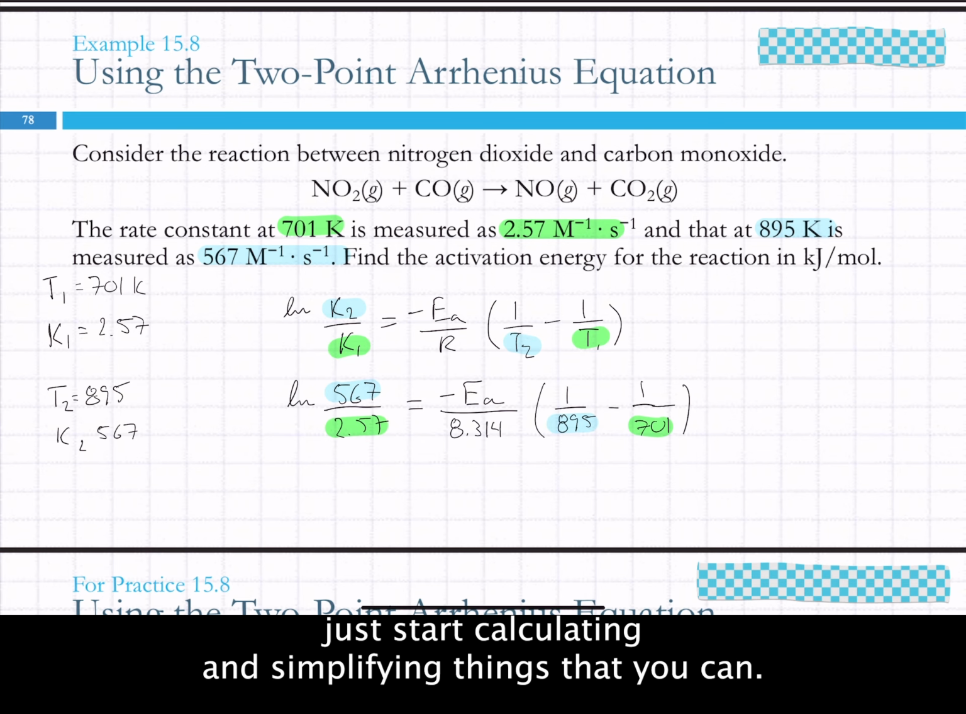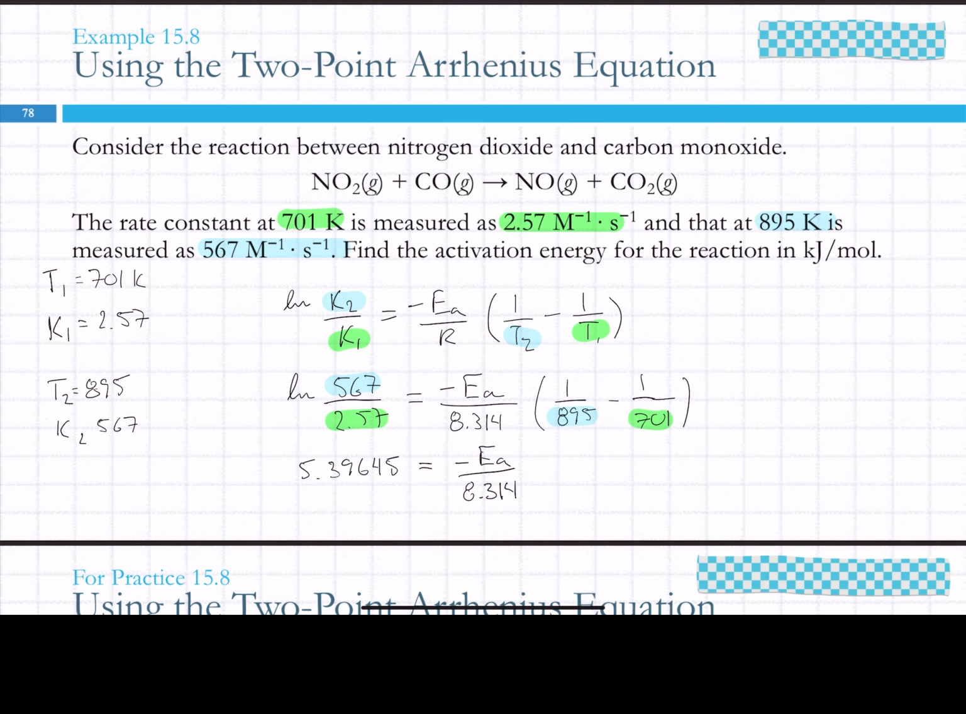So this is 5.39645. And then this is negative 0.000309215. You could, of course, rearrange the whole thing ahead of time if you wanted. Sometimes easier to do when you just have variables. And now I just got to get EA by itself.